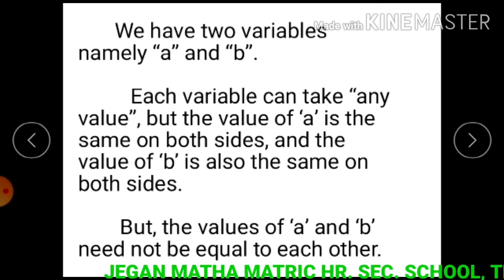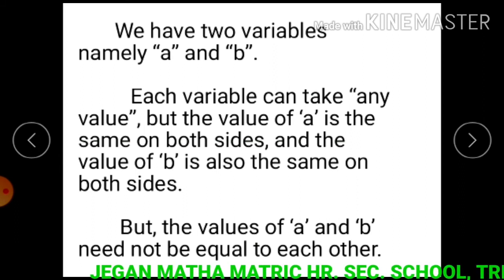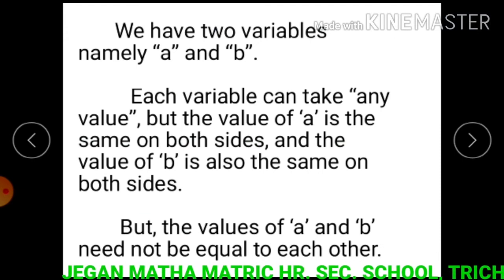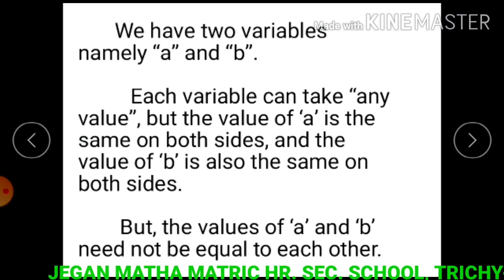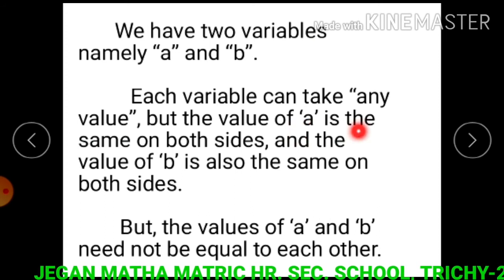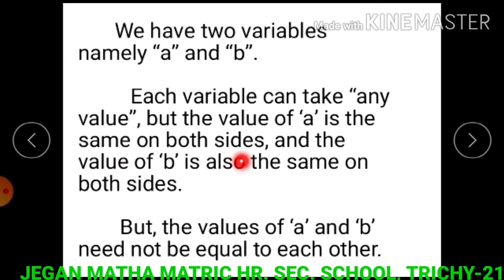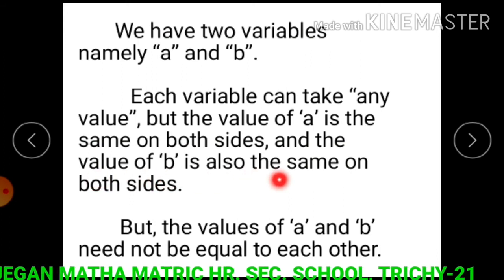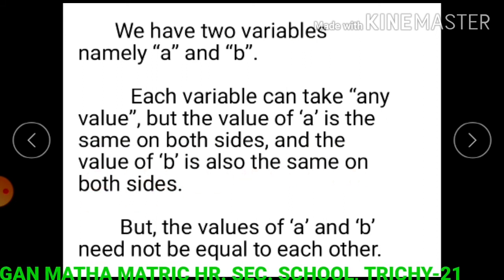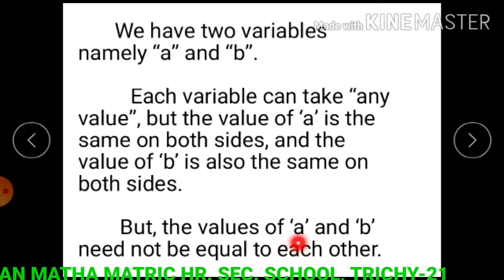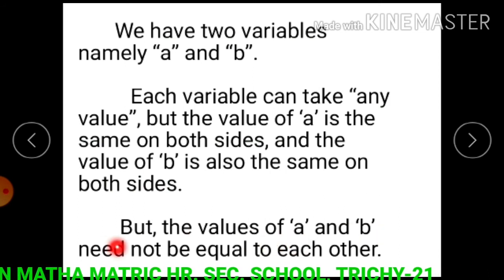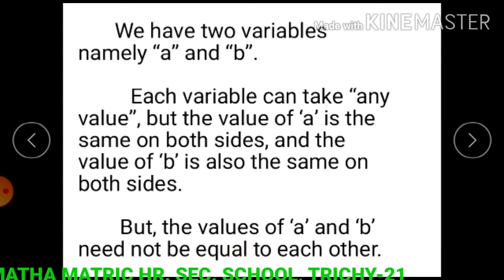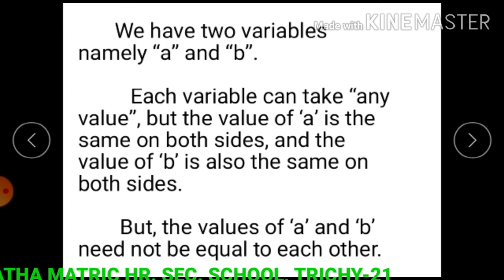Here we have two variables, namely a and b. Each variable can take any value, but the value of a is the same on both sides, and the value of b is also the same on both sides. But the values of a and b need not be equal to each other. So a is not necessarily equal to b.